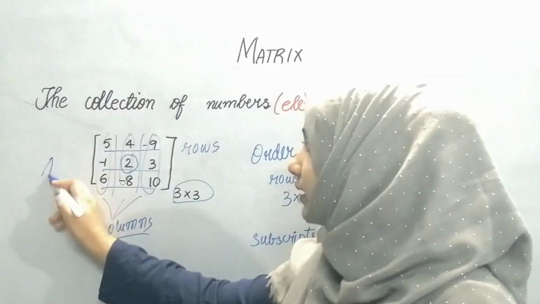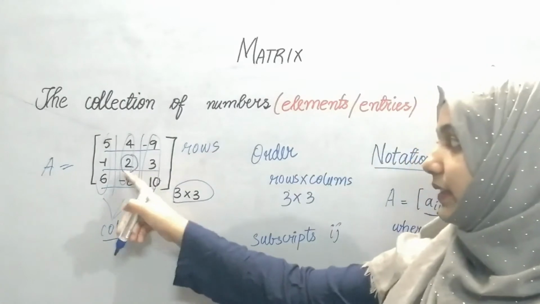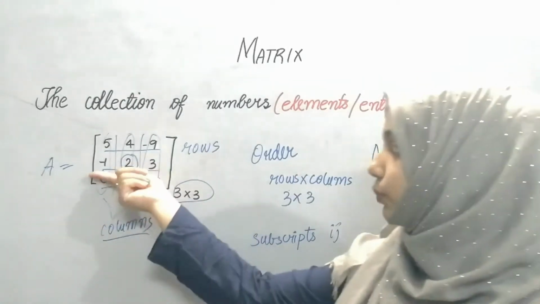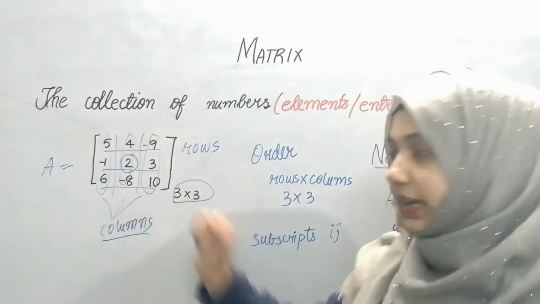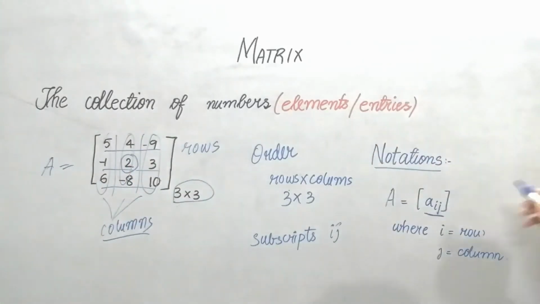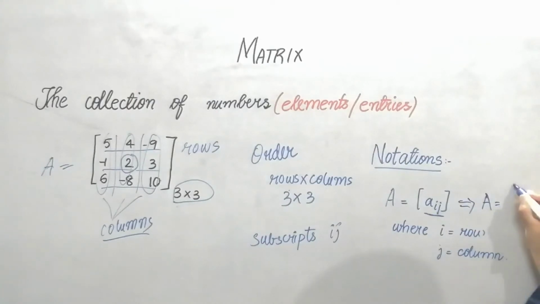For example, suppose I want to locate this element in this matrix. Suppose this matrix is represented with A. Okay, I want to locate this element. So this element is present in which row? It is in the second row, and also it is in the second column. So I'm going to represent it this way: a of 2 and 2. That means the element that is present in the second row and second column.